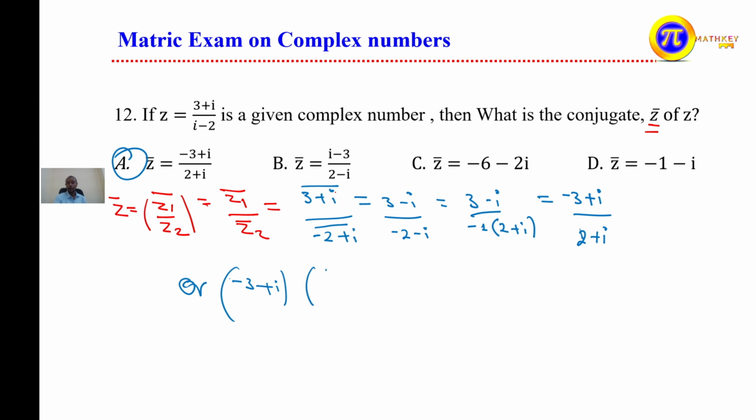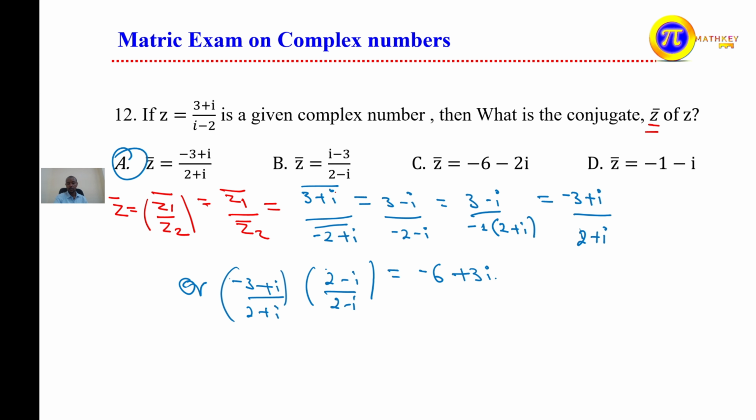This is 2 minus i divided by 2 minus i, times 2 plus i, as we did before, which is equal to what? Negative 3 times 2, that means negative 6. Minus 3i times minus i, this becomes plus 3i.